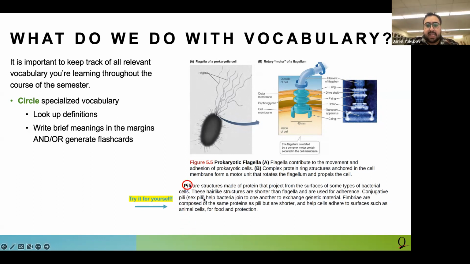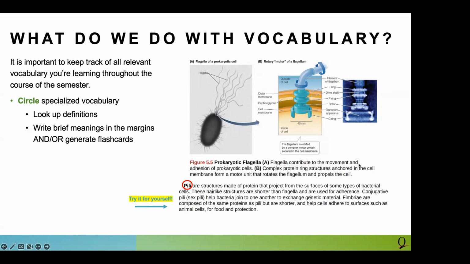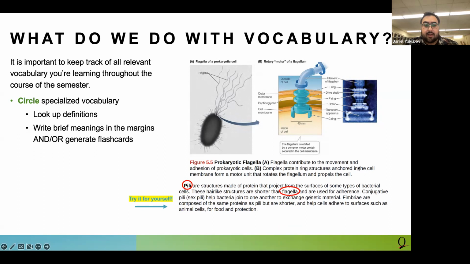Let's continue. These hair-like structures are shorter than flagella and are used for adherence. What can I circle there? Flagella. Flagella. Very good. Conjugative pili, or also known as sex pili, help bacteria join to one another to exchange genetic material. Anything to circle there?